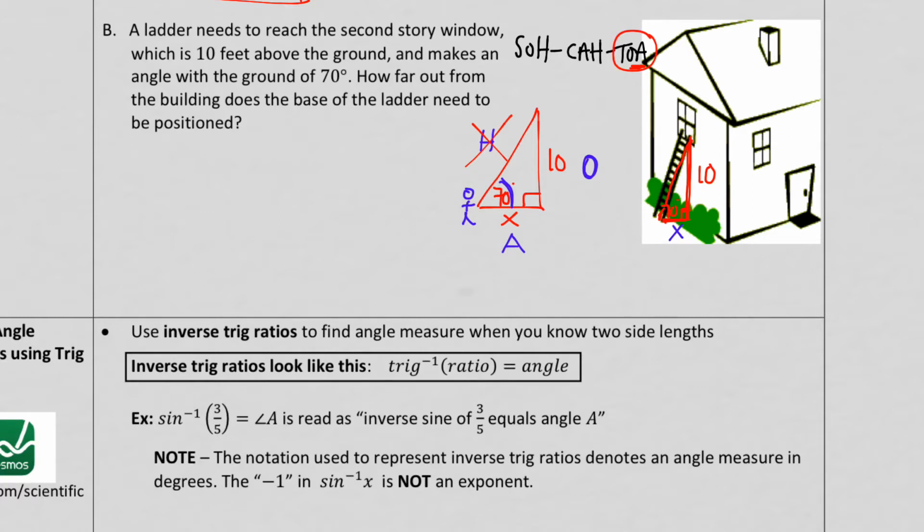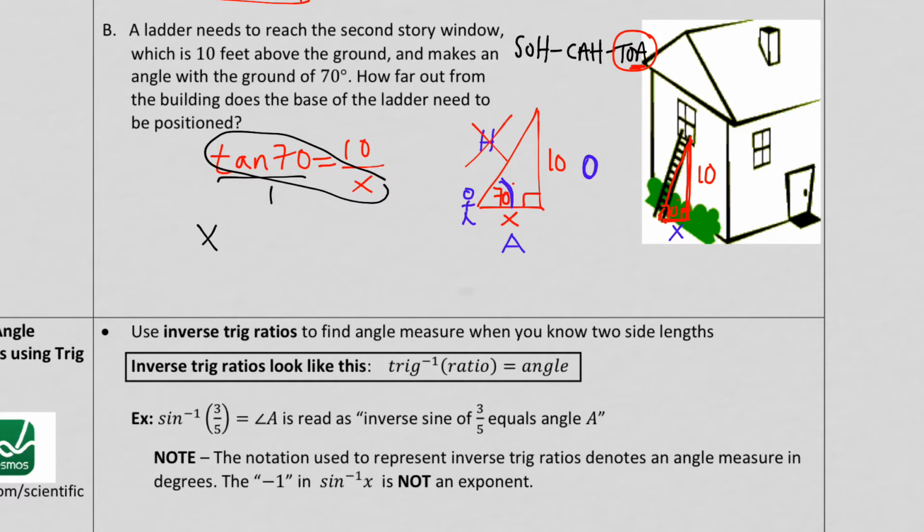So now I can set up my equation. Tangent of the angle that I've chosen, which is 70 degrees, equals opposite, which is 10, over adjacent, which is my x. And so now I have my equation. At this point, hopefully you can see that this is just a proportion. So I can solve using cross product.